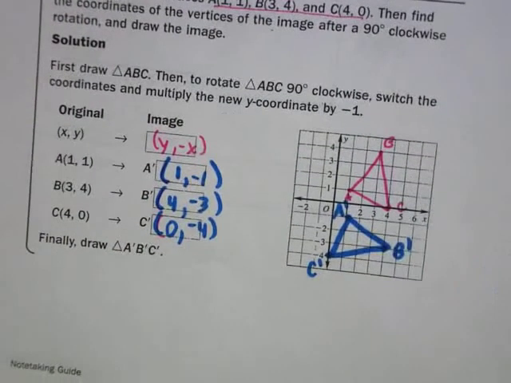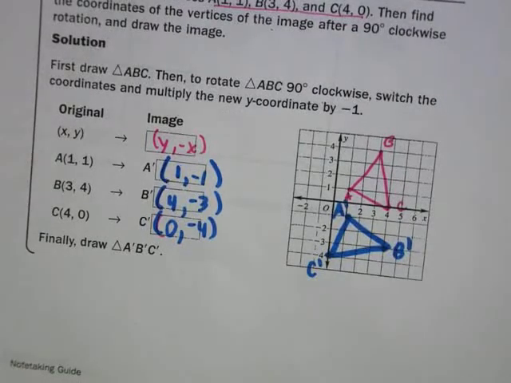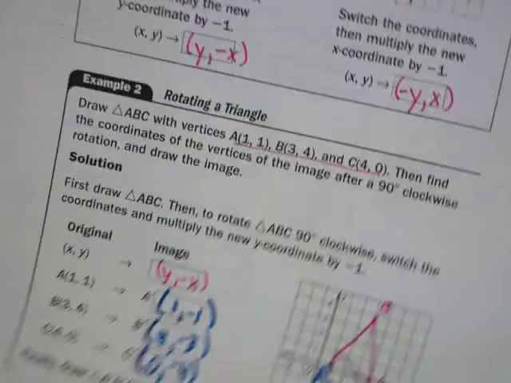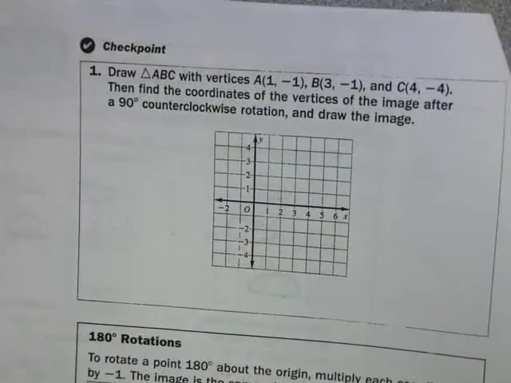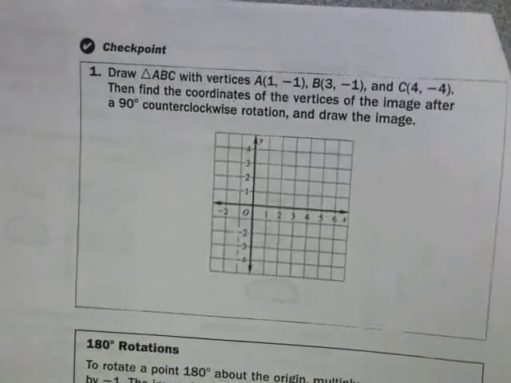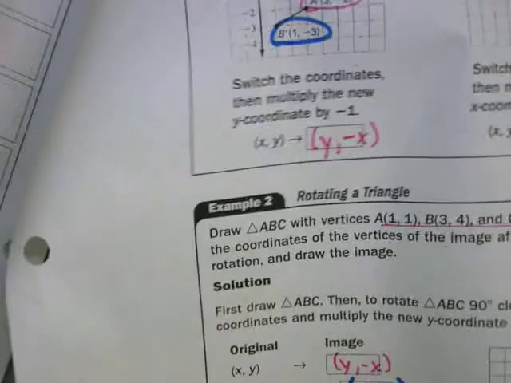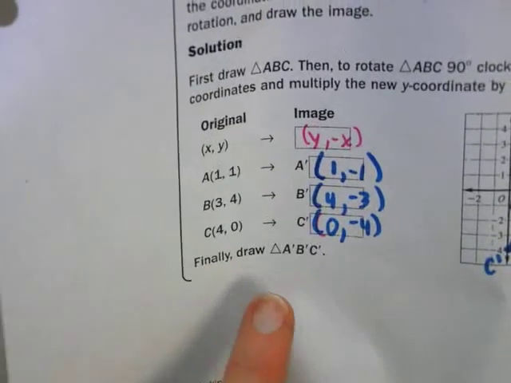Okay, so it's your turn. Go ahead right now, pause the video, do number 1 checkpoint here. You need to do the new coordinates off to the side, just like we did on this page. You're going to actually write this down right there off to the side, and then you'll have both of them graphed. So pause the video and go ahead and do that.